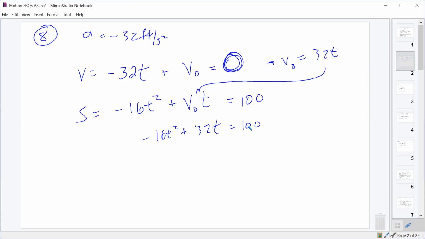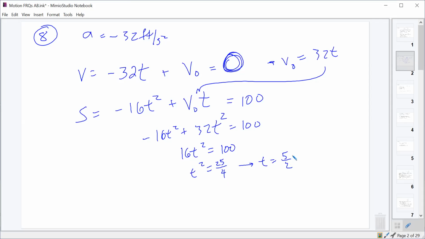Isn't it 32t squared? Oh, sorry, yes, I should multiply by the t. Then solving that, we get 16t squared equals 100, and t squared equals 100 over 16, which is 25 over 4. So t should be 5 halves. And if t is 5 halves, we can use that to figure out what our initial velocity needs to be.